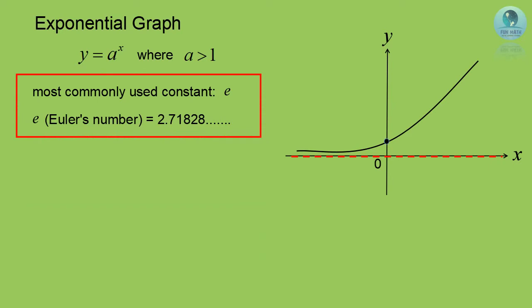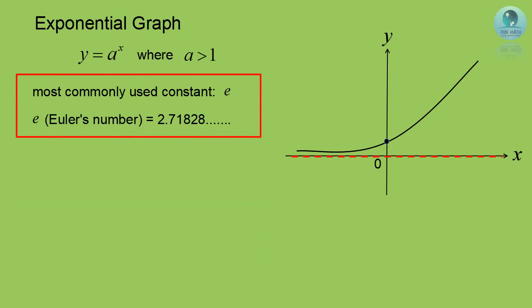This is an exponential graph for the function y equals a to the power of x, where a is greater than 1. We may often find the constant e in mathematics. e stands for Euler's number, which is equal to 2.71828, and so on. You will learn more about Euler's number in the topic of index and logarithm.